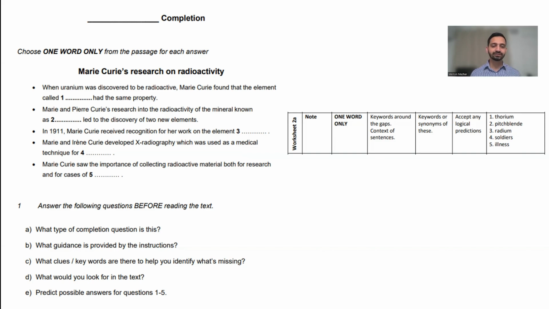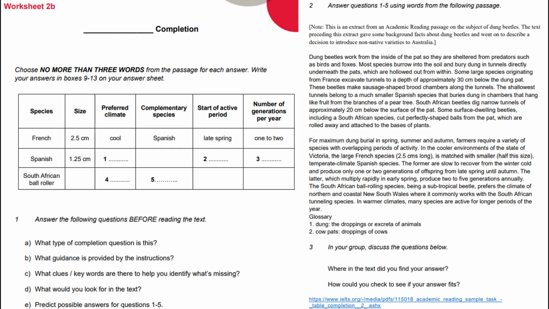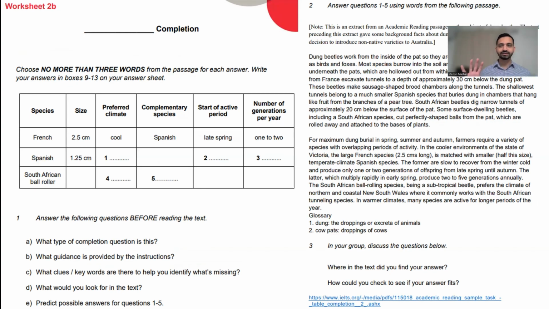I hope you got the answers correct. Let's just look at the next activity. On the right hand side, you can read the article, and that's where you will find the questions. We have already done this kind of thing before, so what we're trying to understand is how we find the information here. So what type of completion question is this?